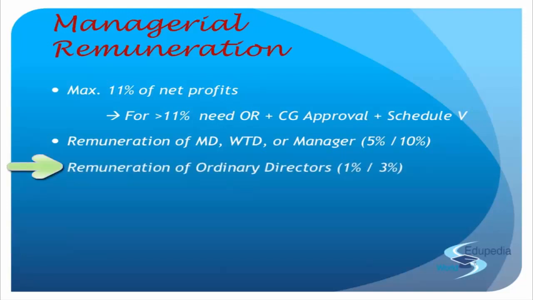Next, remuneration of ordinary directors. So these have been some special people already that we have seen: MD, WTD, manager, and those people, right? Now we come down to the ordinary people. The ordinary people, their limit is 1% to 3%. Again, except with the approval of the company in the general meeting, the remuneration that will be payable to these ordinary directors, or to a director who is neither a managing director nor a whole-time director nor a manager.